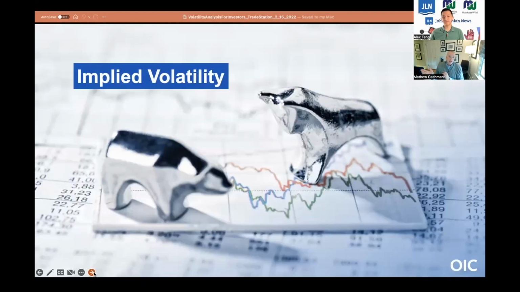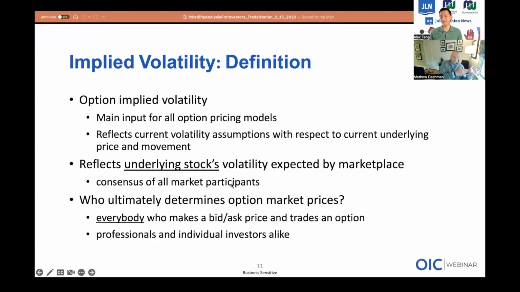That's all. Implied volatility is the exact opposite of historical volatility. Implied volatility is option related. Historical volatility is really just about how much something's moving, right? A stock or an index, some underlying. It's a measure of how it's moving. Option volatility is implied volatility. It's the main input for all option pricing models.